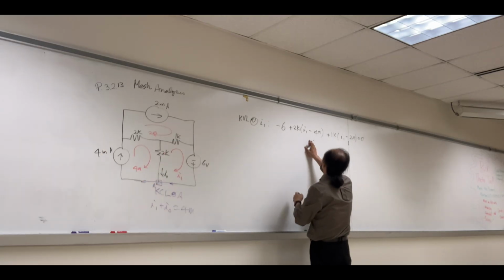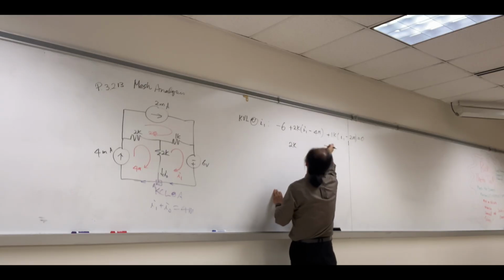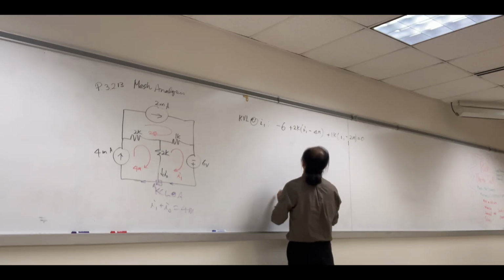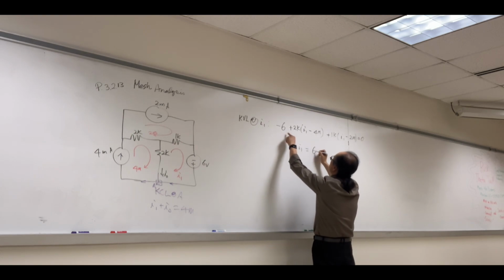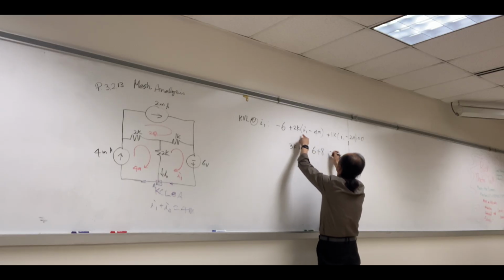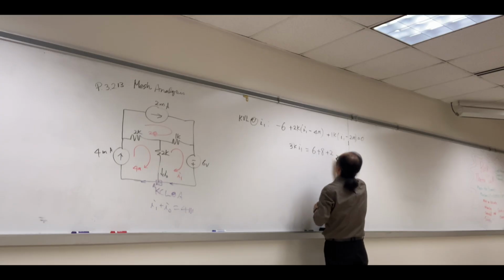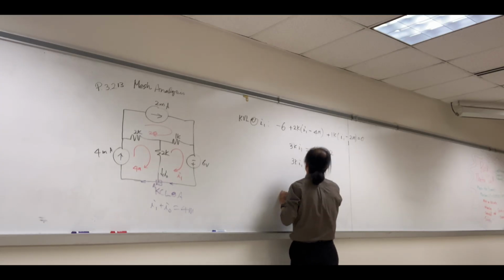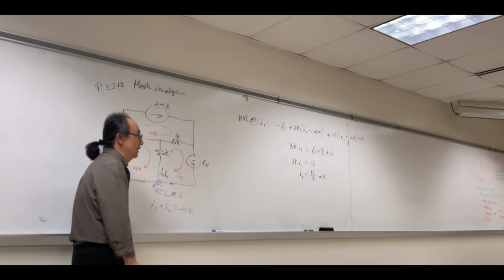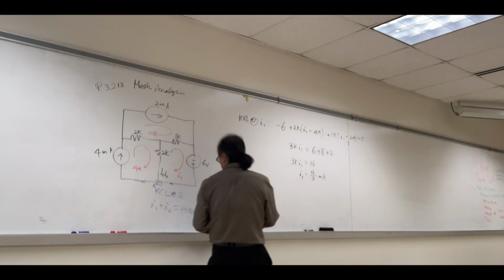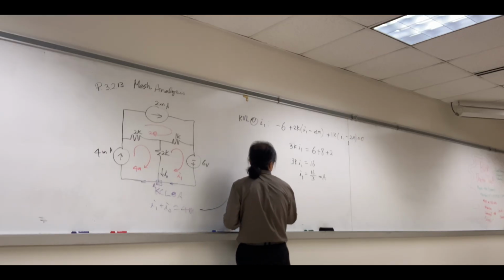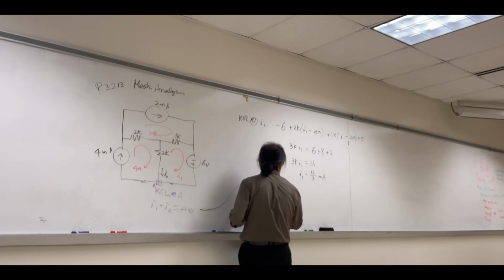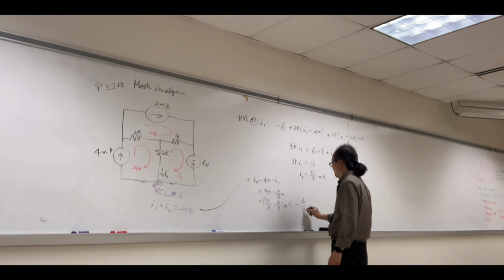So now we have here 2K I sub 1 plus 1K I sub 1, so it's 3K I sub 1 equals, moving everything to the other side, positive 6. This is a positive 8, and this is positive 2. 3K I sub 1 equals 16. So I sub 1 is 16 over 3 milliamp. And then using this, I sub 0 equals 4 milli minus I sub 1, 4 milli minus 16 over 3 milli, 12 over 3 minus 16 over 3, negative 4 over 3 milliamp.